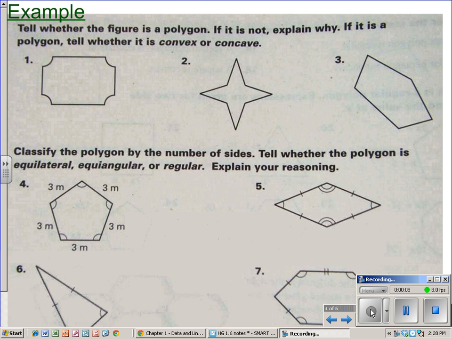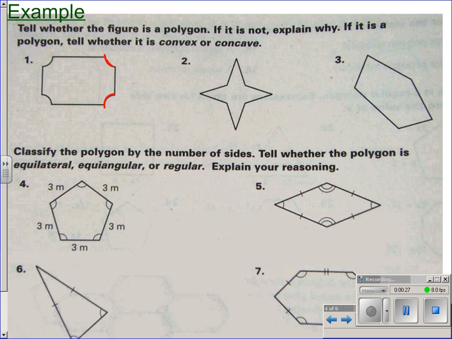So, this is the examples for section 1.6. In this first one, it says, tell whether the figure is a polygon. All right, looking at number 1. Again, the definition of a polygon: closed plane figure formed by segments. You got some curves here. It's a shape, no doubt about it, but it's not a polygon, because of those little curves.